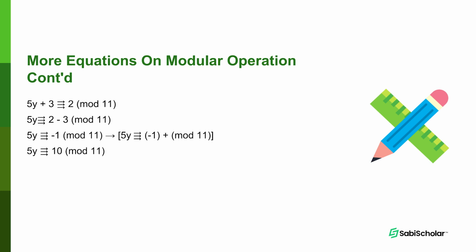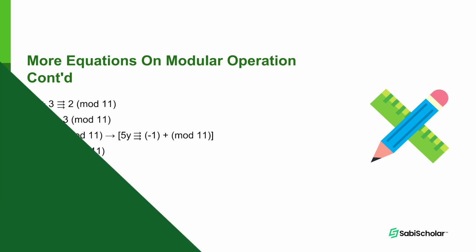So now that we have 5y ≡ 10, luckily for us, 10 is also divisible by 5. So we just divide both sides by 5. So y = 10 divided by 5. So y = 2 will be the solution.